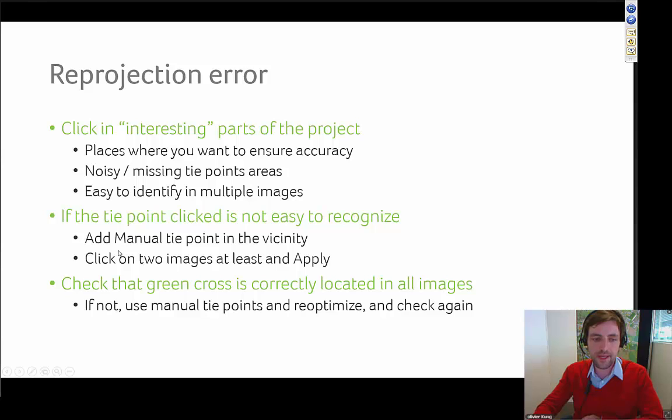So this is what I will show. For that, you need to click on 2 images, click apply, and then you finally check in all the images on the ray cloud on the right, where is the green cross located? And if it's always pointing to the same object, then that means the calibration at this spot is very likely to be good. If it's not, then we really recommend to add some more manual tie points in this area, re-optimize, and check again.